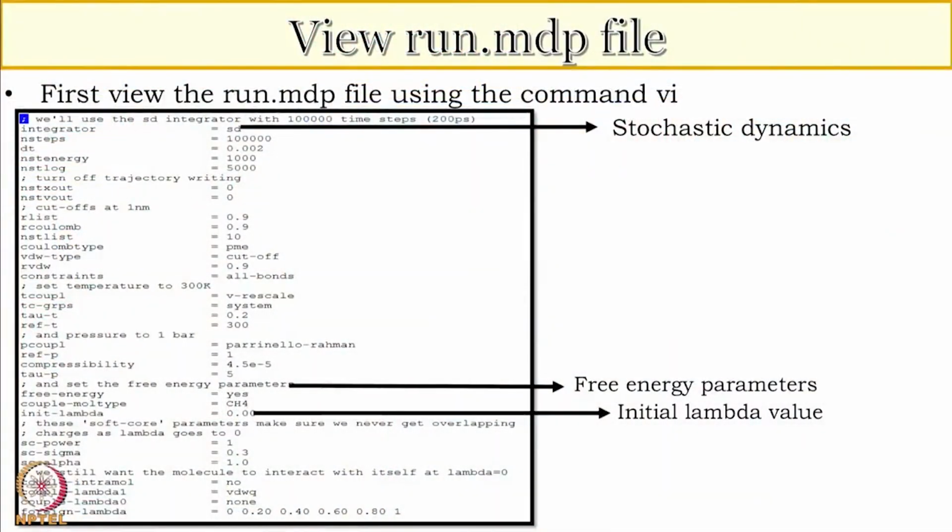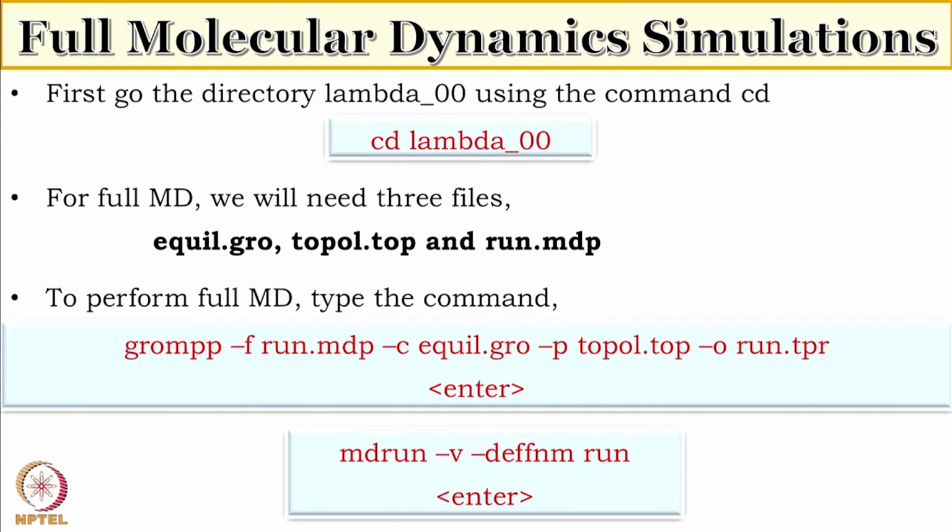So once we have the MDP file in each of the lambda directories, now what we do, we go to the directory first. We have lambda 0, right? So we go to the directory by using the command cd. Okay. So now in the lambda 0_00 directory we'll have the GRO file from the equilibration. Right. We'll have the topology file and we'll have the MDP file for free energy calculation. Okay. So here also the same commands, we first have to generate a TPR file and then we have to do an MD run.